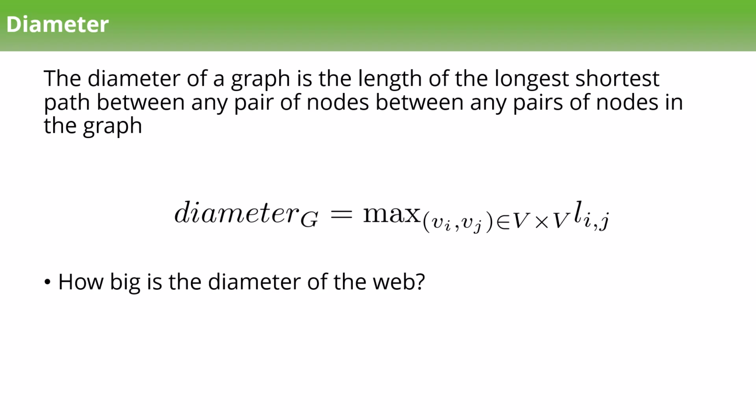So the next one is the diameter. Diameter tells us how large a graph is. It is the longest among all shortest paths. Social networks usually have surprisingly small diameters. This leads to the famous six degrees of separation, meaning that almost any two people in the world are connected through about six people.